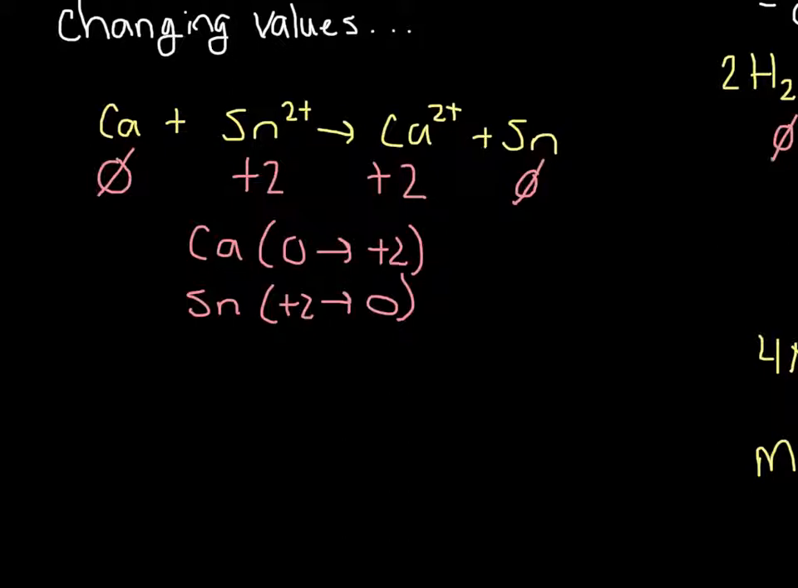All right, so who's being oxidized? Lose electrons oxidized. Who's becoming more positive? We have calcium becoming more positive, so that is being oxidized. Gain electrons reduced. Who's becoming more negative? Tin, because it's getting closer to the 0 or negative side. So that is our reduction side. Again, you can't have one without the other.